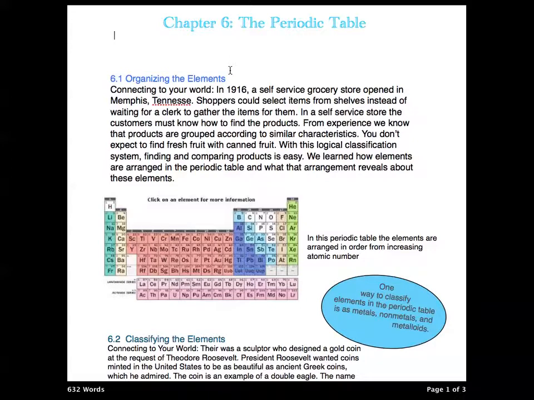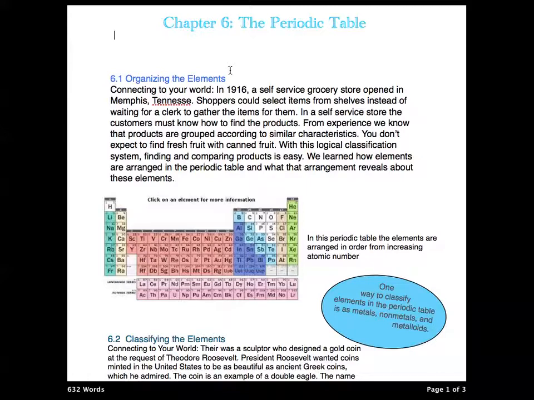In 1916, a self-service grocery store opened in Memphis, Tennessee. Shoppers could select items from shelves instead of waiting for a clerk to gather the items for them. In a self-service store, the customers must know how to find the products. From experience, we know that products are grouped according to similar characteristics. For example, you don't expect to find fresh fruit with the canned fruit. With this logical classification system, finding and comparing products is easy.